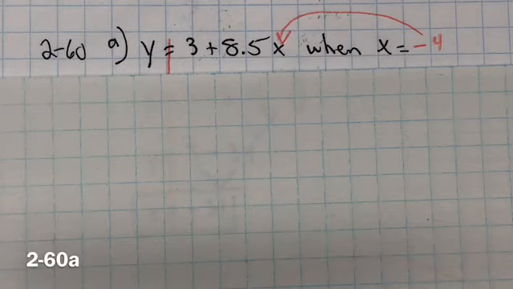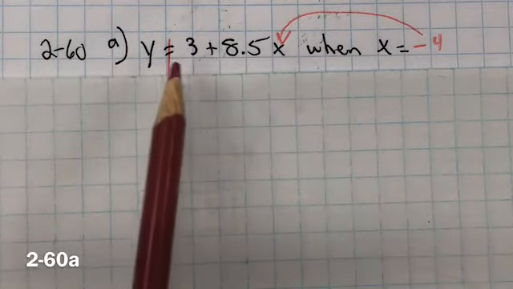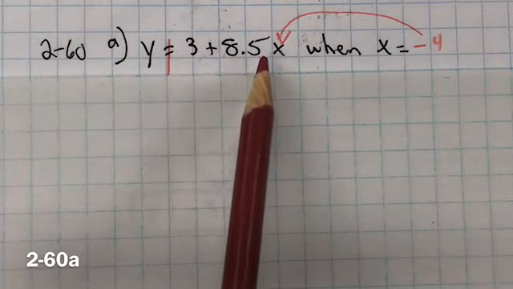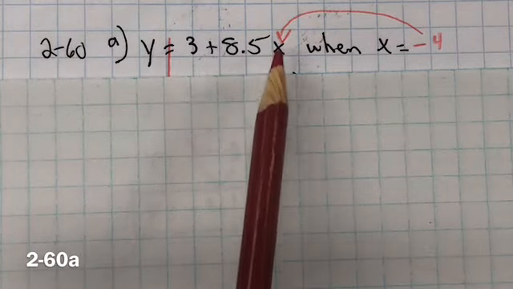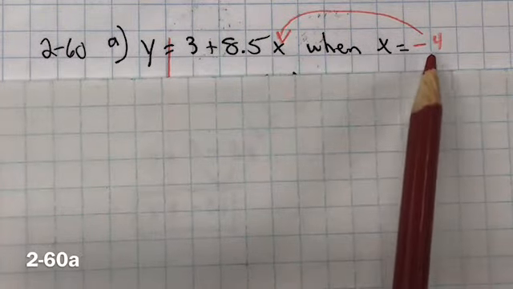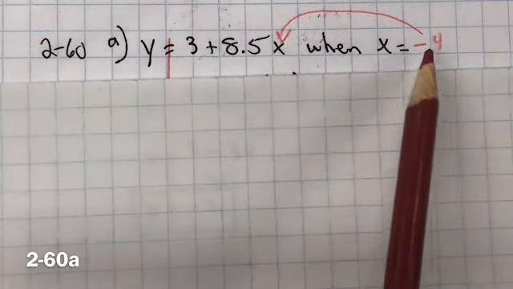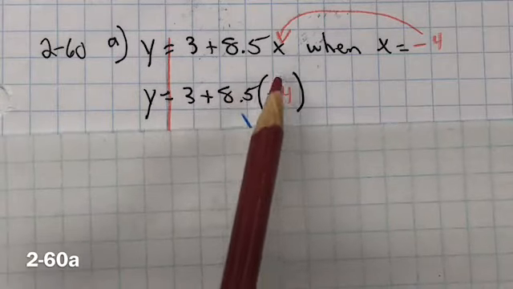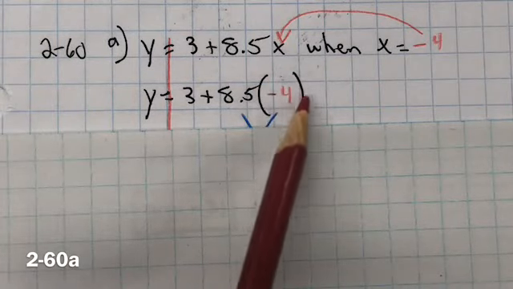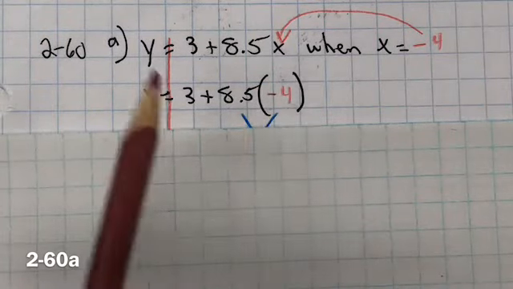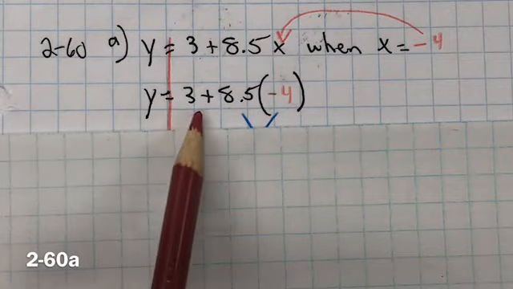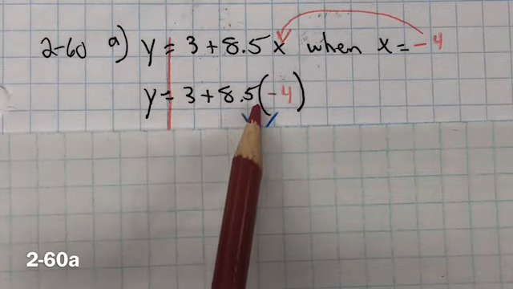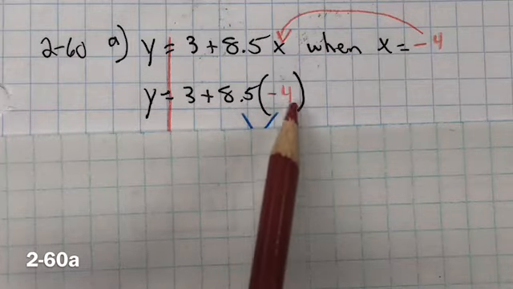For 260, I need to substitute to find y. So I have y equals 3 plus 8 and 5/10 multiplied by x. So when x equals negative 4, I'm going to substitute x with negative 4. And I always put the substituted value in parentheses. So now I have y equals 3 plus 8 and 5/10 multiplied by negative 4.